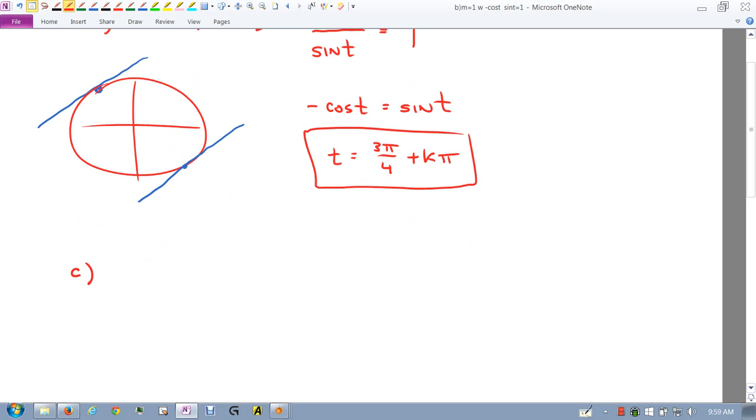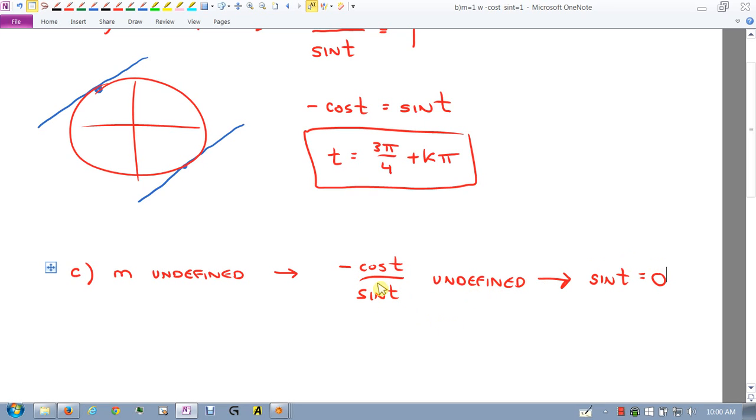Part C. Where is the slope vertical? What does that mean? What's the slope of a vertical line? Undefined. So where is the slope undefined? That means where is negative cosine t over sine t undefined? When does that happen? When sine of t is 0. Right? If sine of t is 0, this thing's undefined.